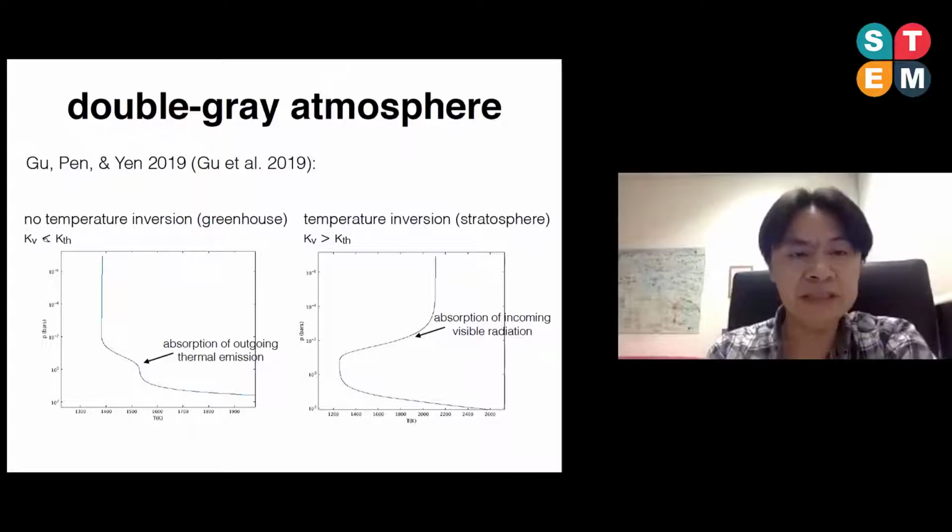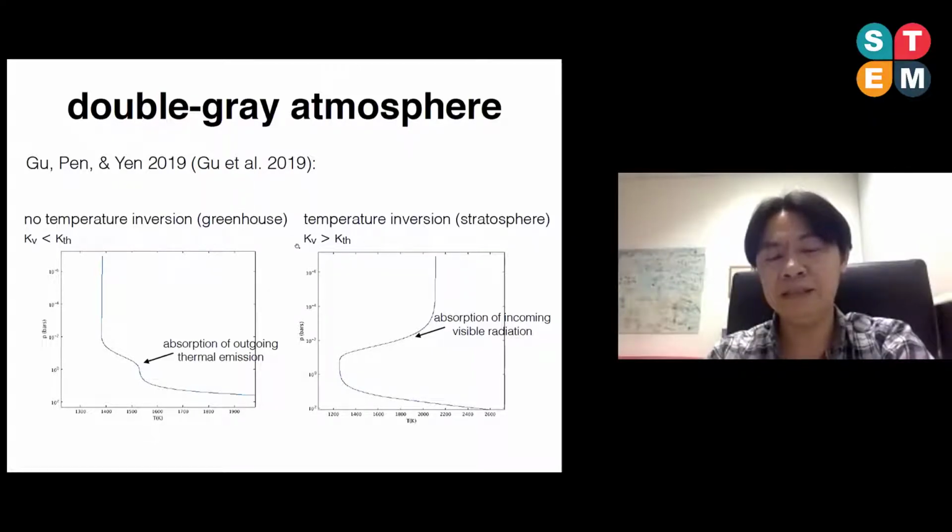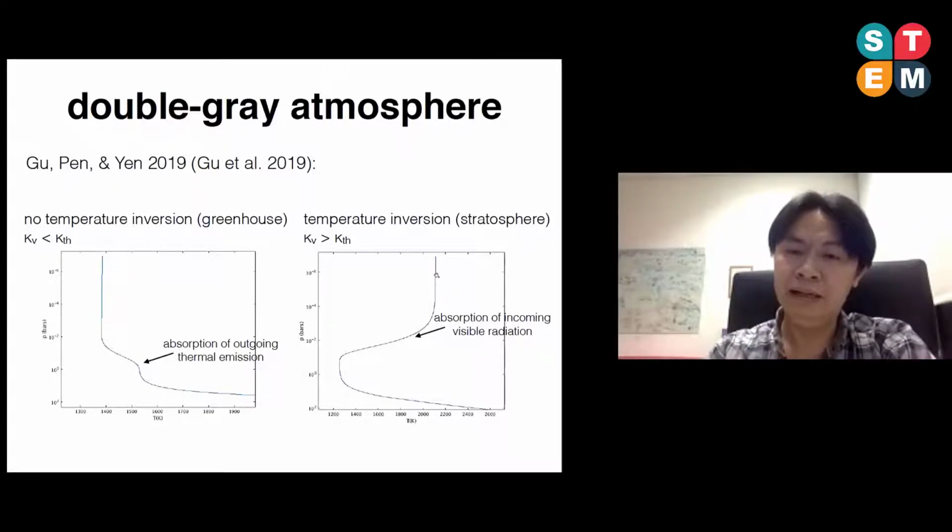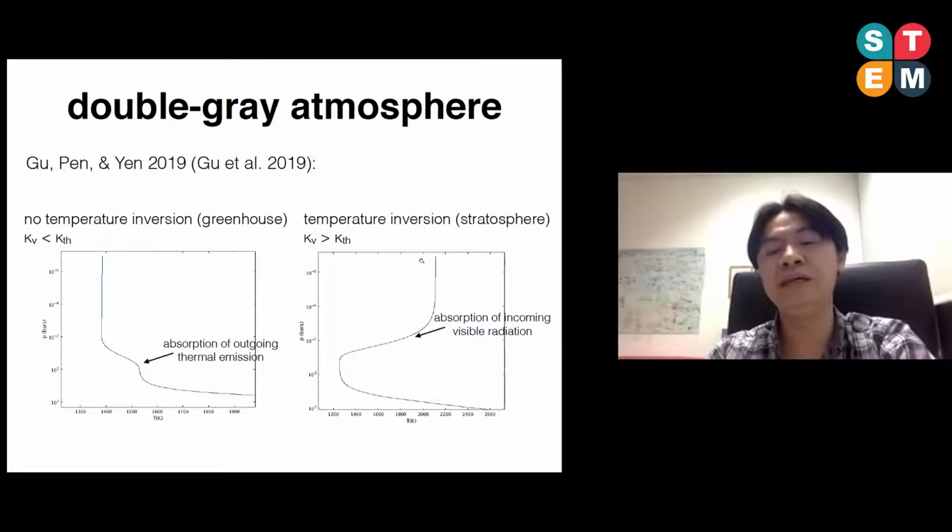When kappa V is smaller than kappa thermal, the incident flux can penetrate deeper into the atmosphere and then be reprocessed into near infrared, and it is trapped there and produces this temperature bump, due to the greenhouse effect. By contrast, when kappa V is bigger than kappa thermal, the visible opacity is large, so most of the incident flux is absorbed in the upper atmosphere, therefore producing a temperature inversion in the atmosphere.